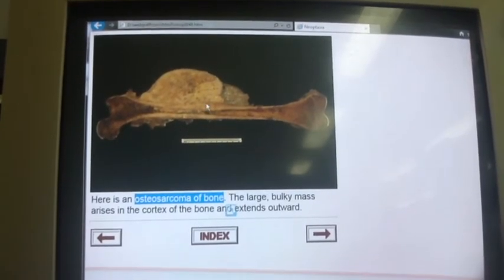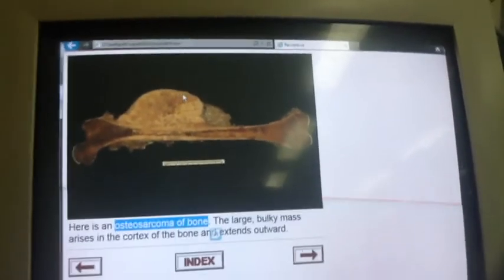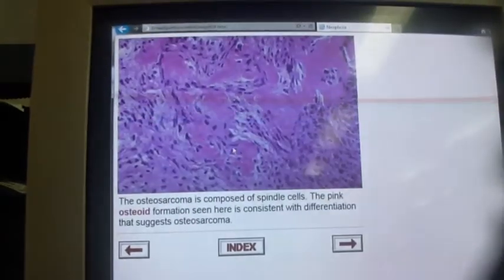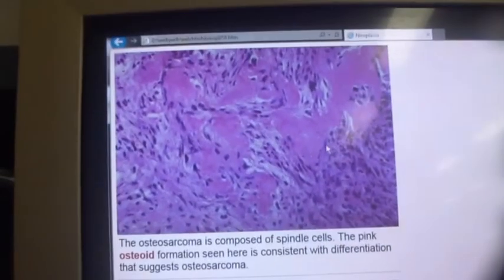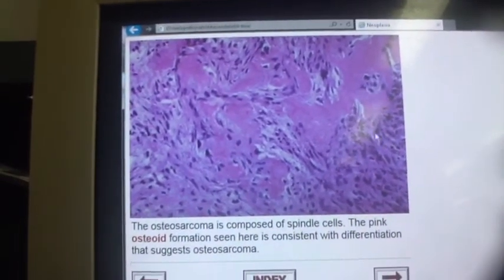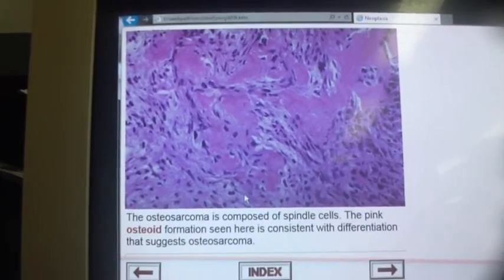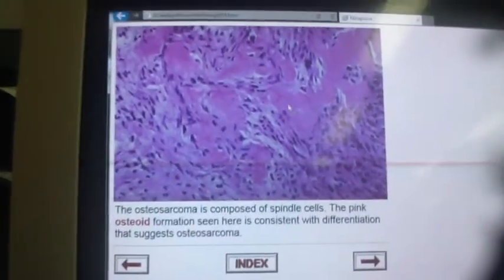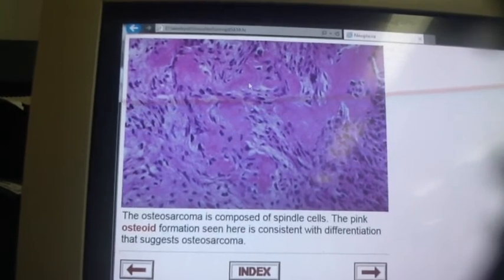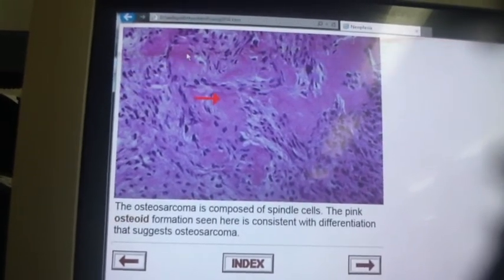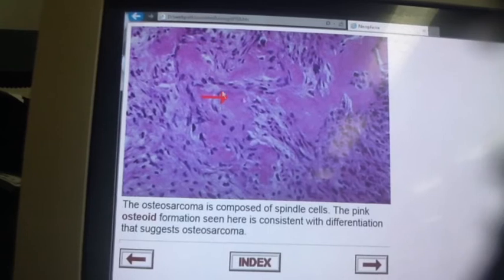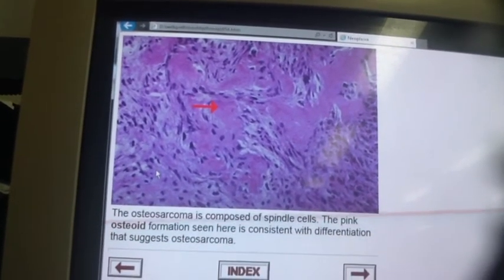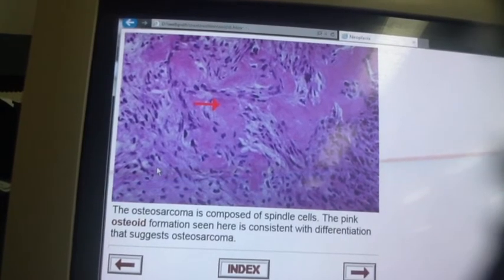If we take a section from this tumor and examine it under the microscope, we will get this appearance. This is the sarcoma of bone, or osteosarcoma. It's a spindle cell tumor. These are spindle cells, and these spindle cells produce osteoid material. This is the osteoid material. This is the pinkish amorphous material. All are osteoid. So this is an osteosarcoma, which is sarcoma producing osteoid material.